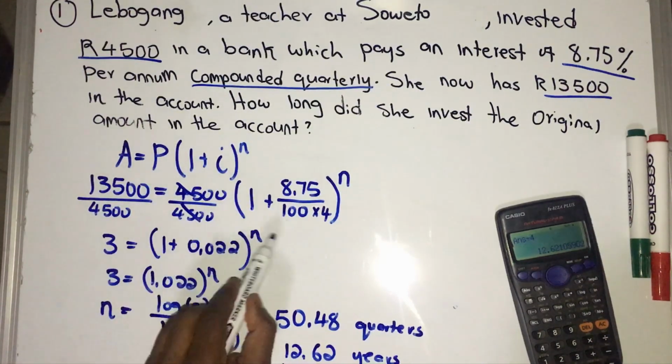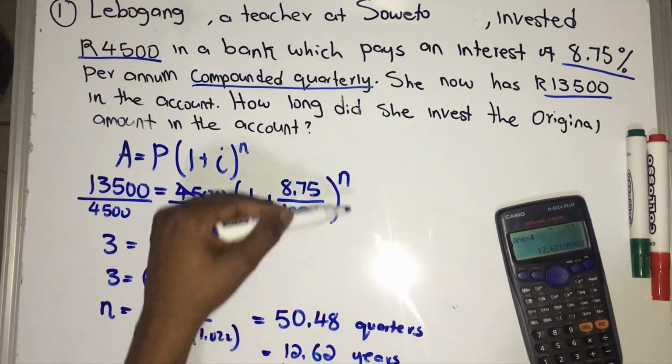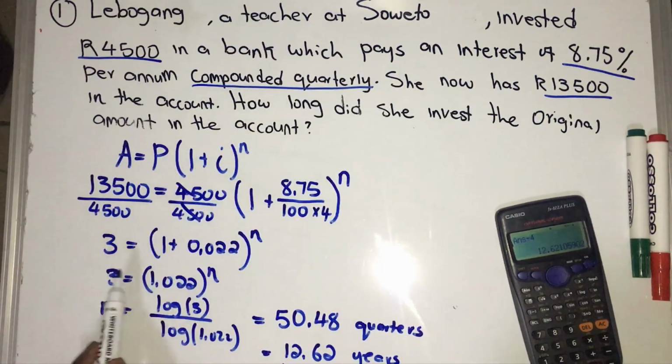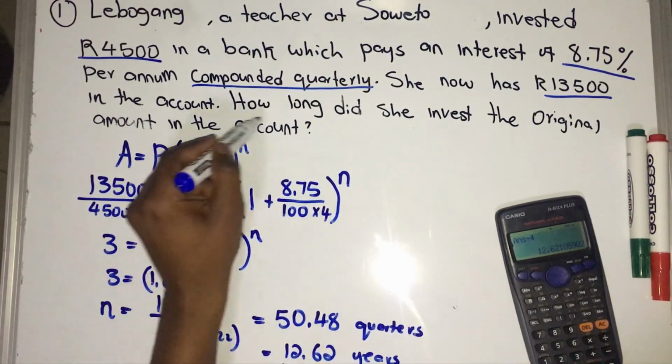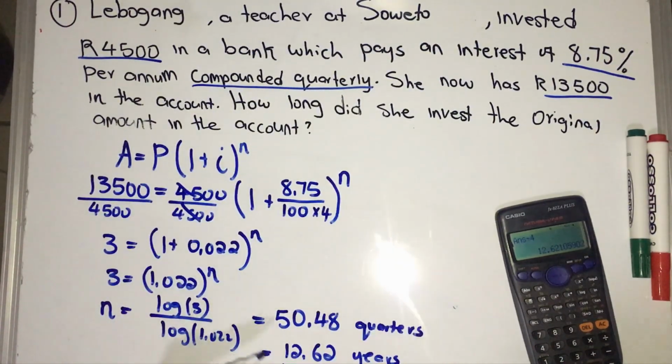Then we're looking for the duration. Because this is compounded quarterly and we divided by 4, the answer we get has to be in quarters, and then we converted it to years. You can even convert it to months depending on what they're looking for. In this case they didn't specify, but I just converted it to years. So that's how you solve such a question.